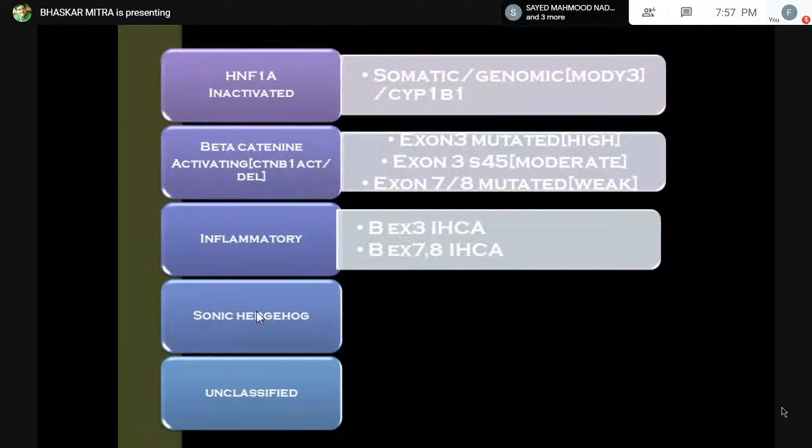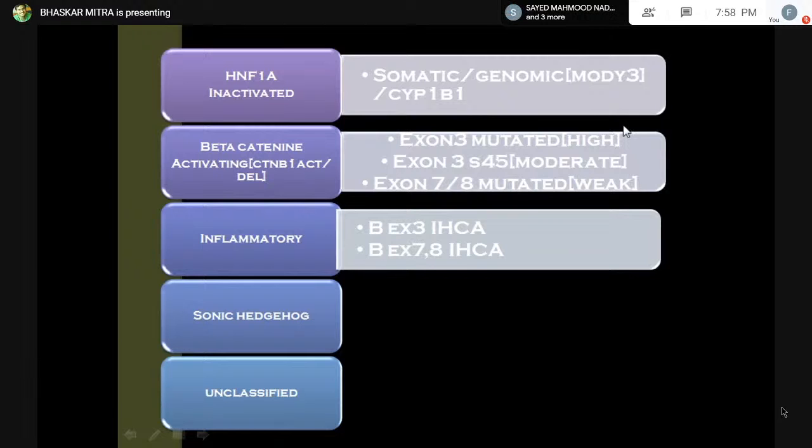Now, these are the genetic mutations we are looking for. First is HNF1 alpha mutated. There is a somatic or genomic mutation involving CYP1B1, then the beta catenin activating, or CTNNB1 activating or deletion, mutation. There may be mutation in exon 3, there may be mutation in exon 3 S45, and there may be mutation in exon 7-8.